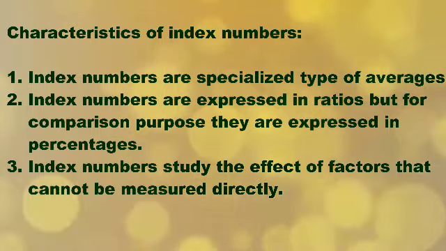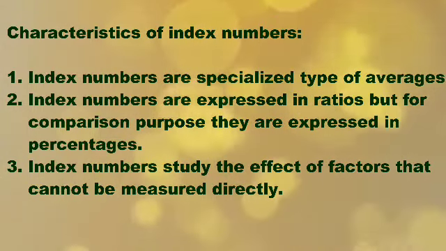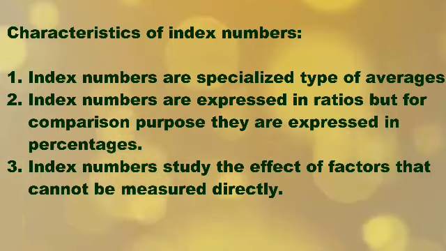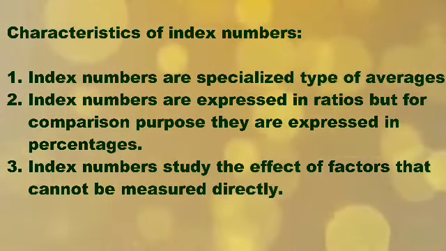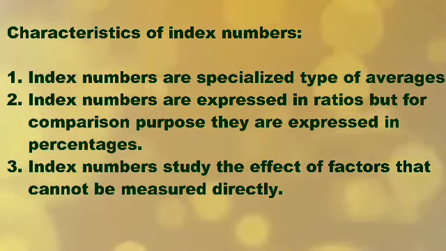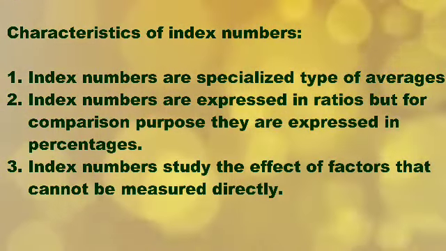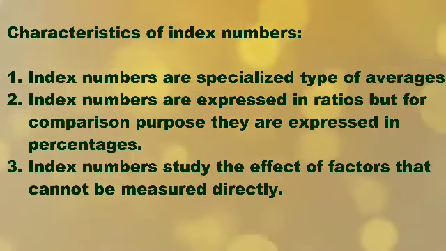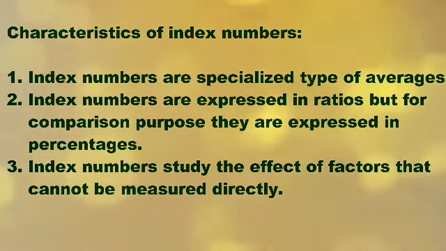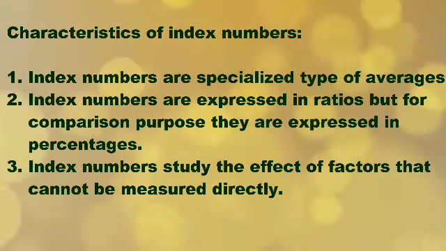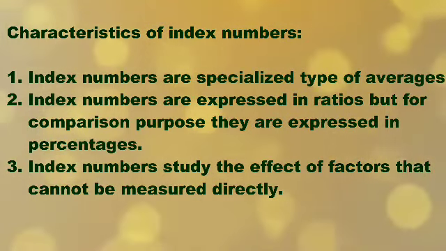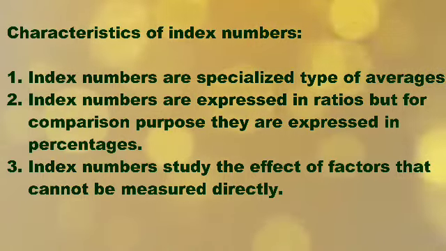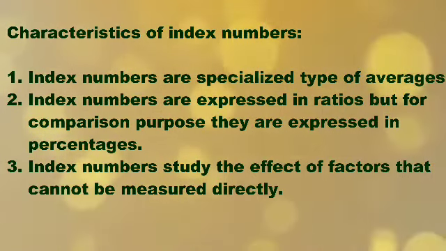Third one, index numbers study the effect of factors that cannot be measured directly. Index numbers are meant to study the changes in the effects of such factors which cannot be measured directly. For example, the general price level is an imaginary concept and it is not capable of direct measurement. But through the technique of index numbers, it is possible to have an idea of relative changes in the general level of prices by measuring relative changes in the price level of different commodities.